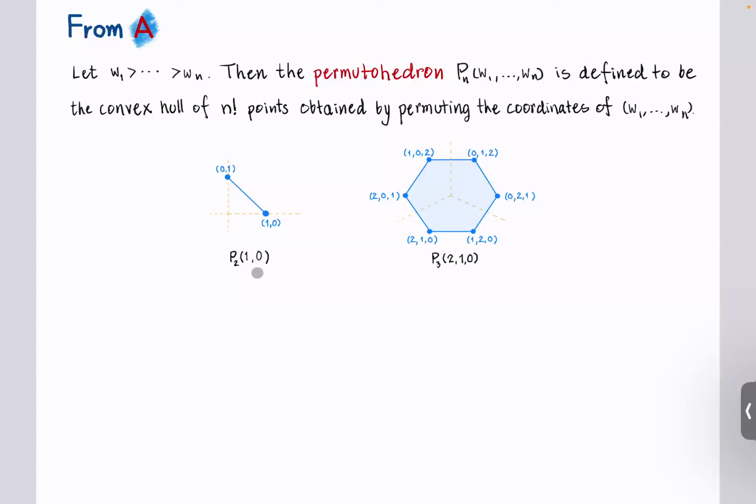P2 of the point (1, 0). This polytope is a permutohedron obtained by permuting the coordinates 1, 0. So you get (1, 0) and (0, 1), and you take the convex hull of these points. So you get a line segment in R2. And P3 of (2, 1, 0): you permute the points 2, 1, 0 and take the convex hull, and you get this hexagon in R3.